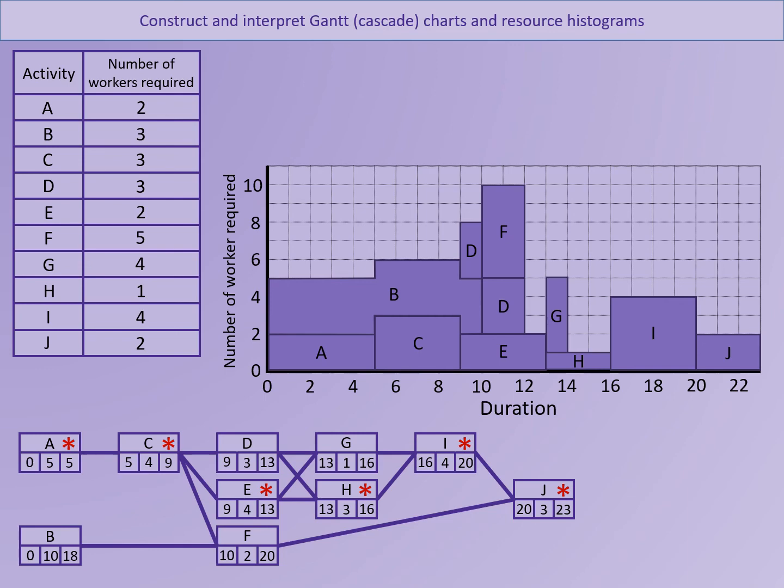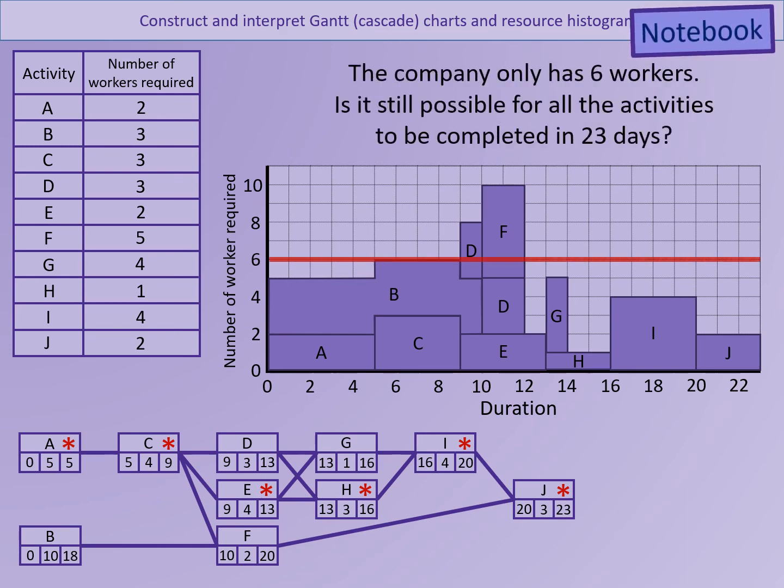Now, resource histograms do lend themselves to more technical questions then, because you do get questions like this. Let's say the company only has 6 workers, all right? So what you're looking at now is you might get questions like this. You might say, given that the company only has 6 workers, what impact does that have on the latest possible finish time? Does that mean that we can't finish by 23?